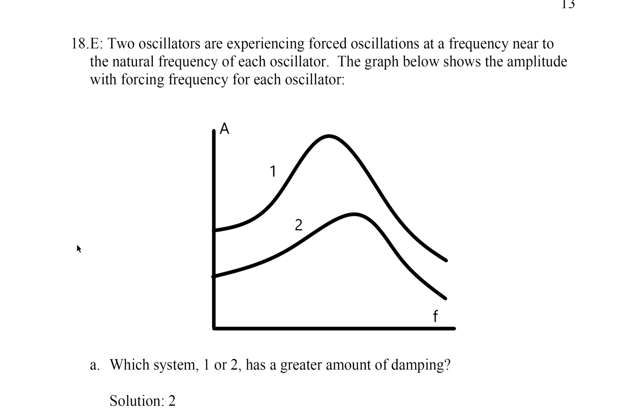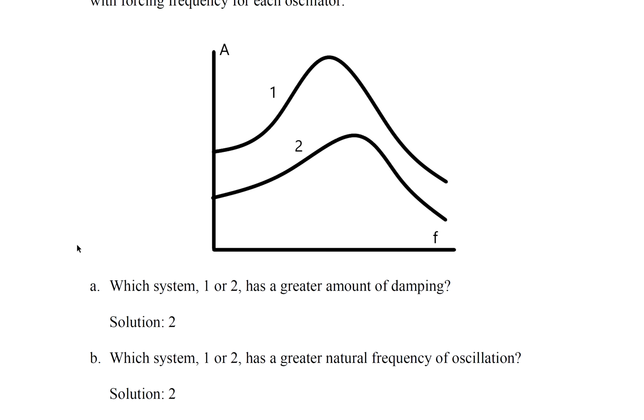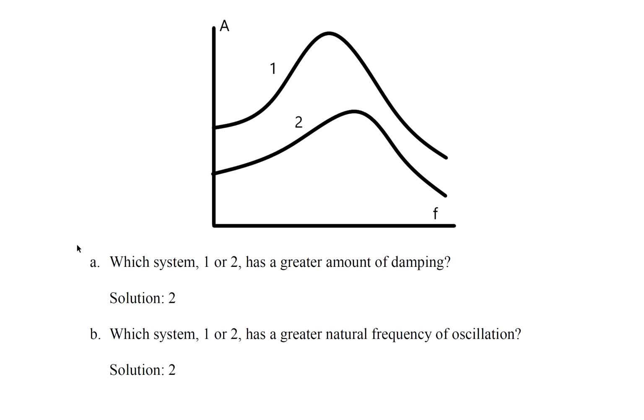Question 18. Two oscillators are experiencing forced oscillations at a frequency near the natural frequency of each oscillator. The graph below shows the amplitude with forcing frequency for each oscillator. So there are two oscillators, and here are the graphs for both. Part A, which system, 1 or 2, has a greater amount of damping? It's 2 because it's lower. Part B, which system, 1 or 2, has a greater natural frequency of oscillation? It's 2 because the peak is to the right.